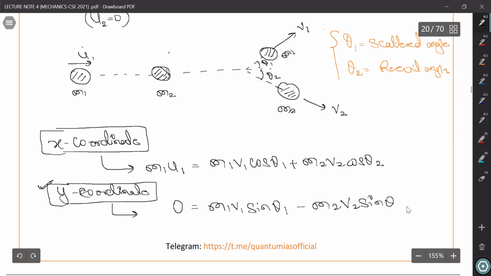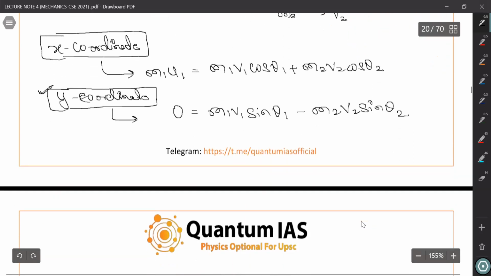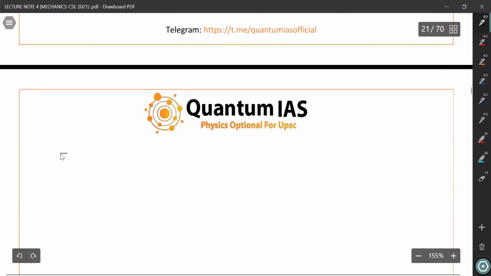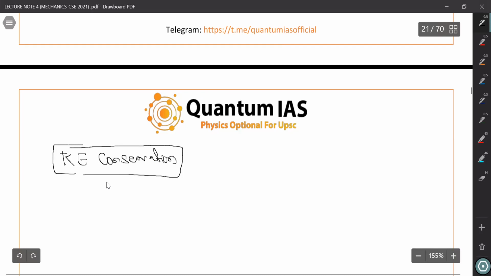Simple momentum conservation. Okay, and for the energy conservation, from kinetic energy conservation, we already have this: half m1 u1 square is equal to half m1 v1 square plus half m2 v2 square.